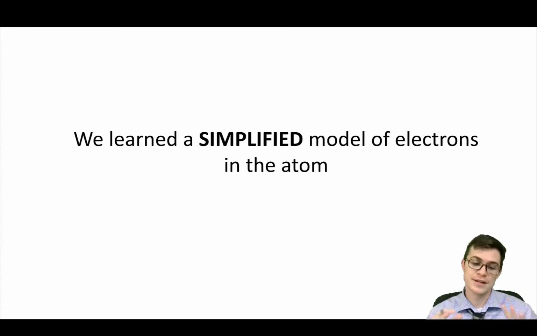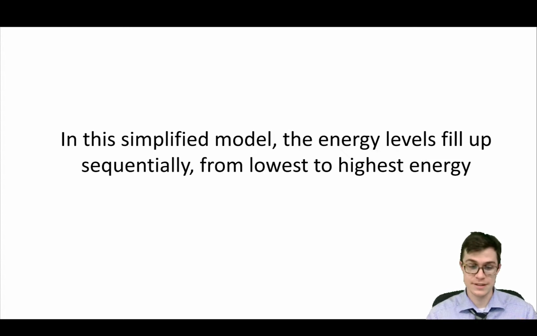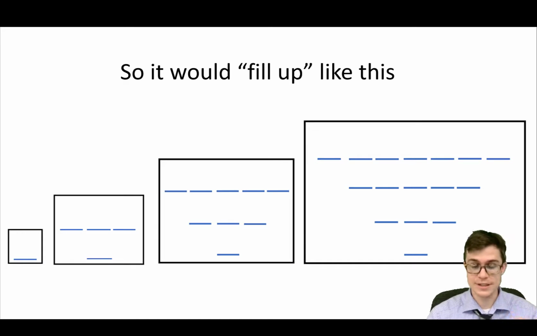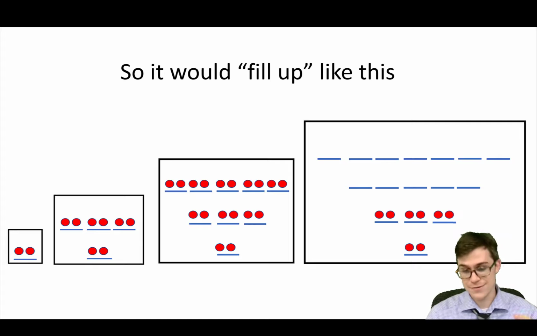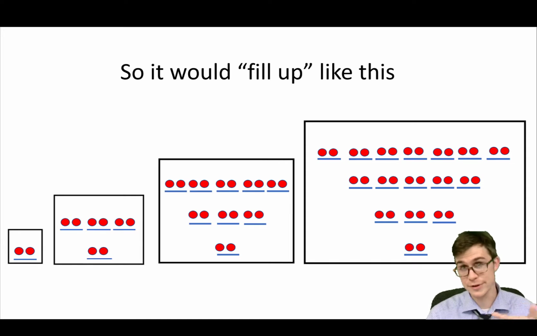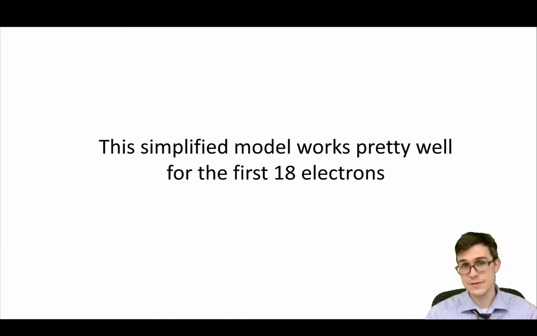So we learned a simplified model of electrons in the atom previously. And in this simplified model, the energy levels fill up sequentially from lowest to highest. So basically you would fill up like this. You fill up the first energy level, and then the second energy level, and then the third energy level, and then the fourth energy level. This is what we learned. And this simplified model works really well for the first 18 electrons.